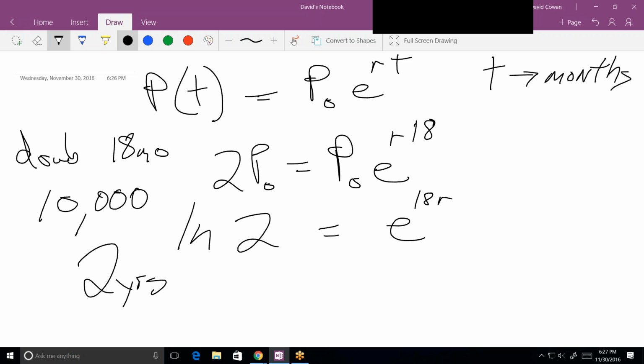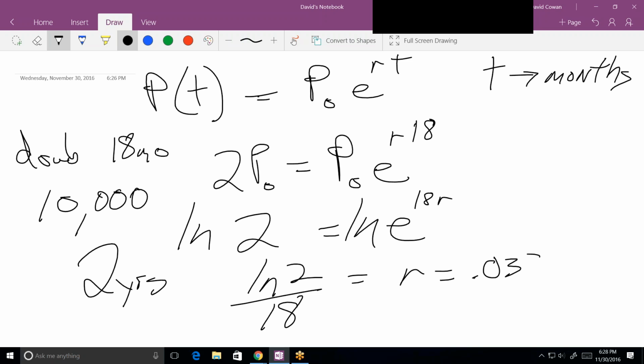Natural log of both sides. You get R equals natural log of 2 divided by 18. What is that number? 0.038. And that is its growth rate per month. In other words, that's why T can be in anything. If t were in days, then r wouldn't be this. Or if t was in years, r wouldn't be this. It's only right when t is in months, this is the growth rate per month.